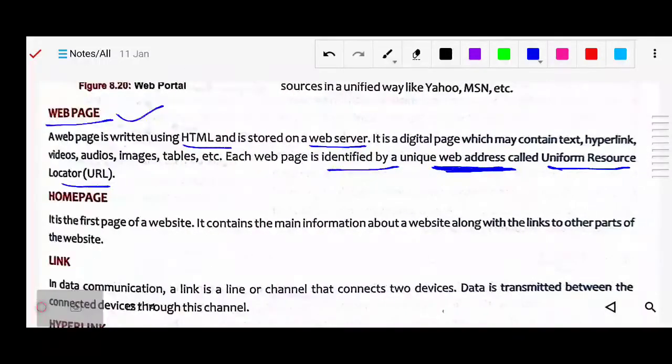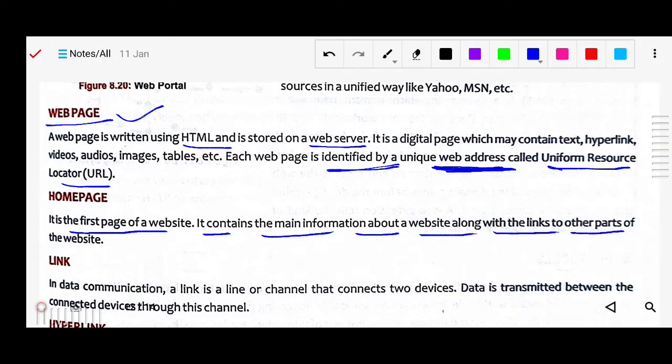Okay, so they have the uniform resource locator, this URL, so they are identified by that. Then the home page is the first page of a website. It contains the main information about the website along with the links to other parts of the website. So the home page is what you see when you open any website. Like when you open Facebook, the first page you see is your home page.